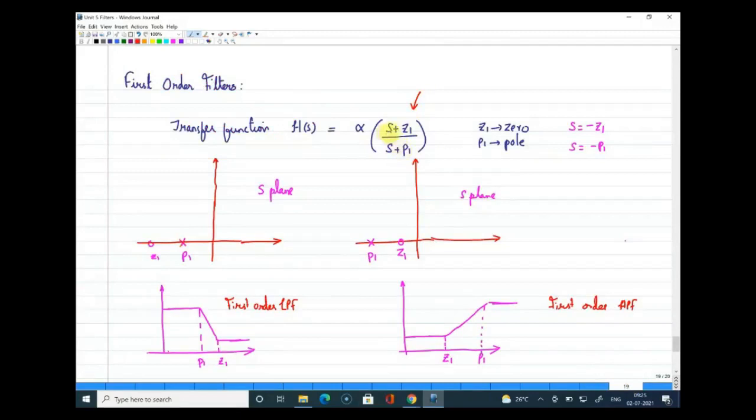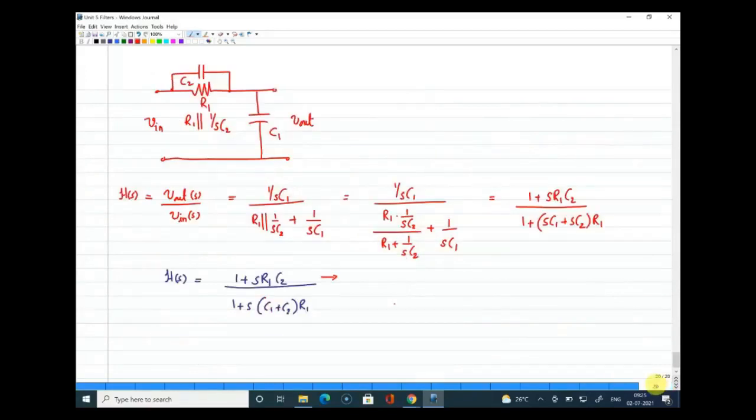Here I showed that this is a general form. When you write in terms of S plus Z1 and divide by S plus P1, you will have an alpha term. But you will not see it here because we have written it in time constant form. If you want to write in terms of S plus 1 by R1 C2, you can take R1 C2 common and make the coefficient of S as 1, and you will get the general expression.